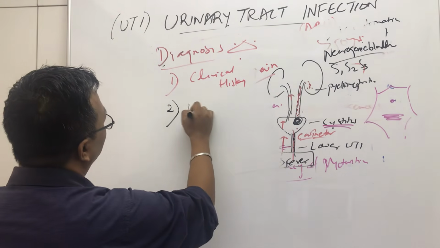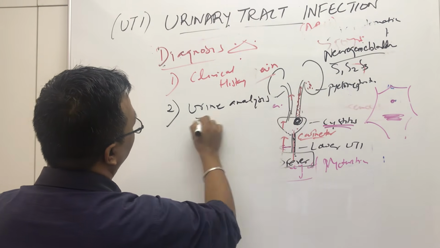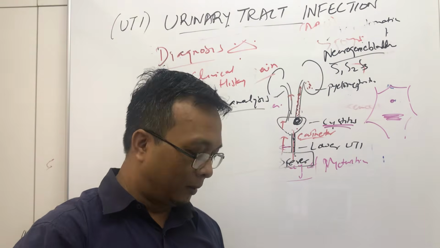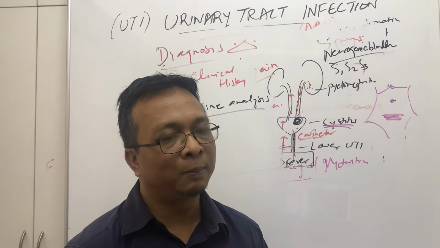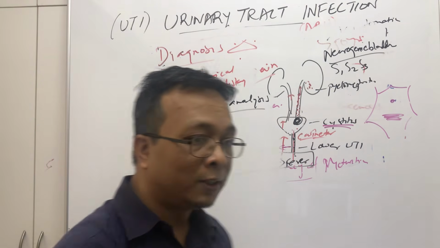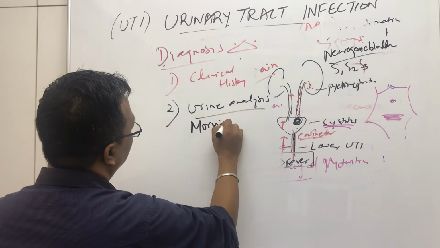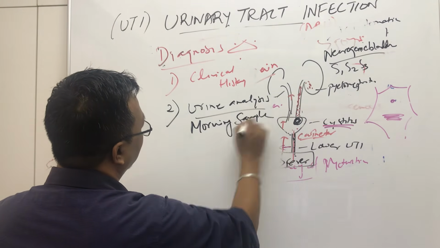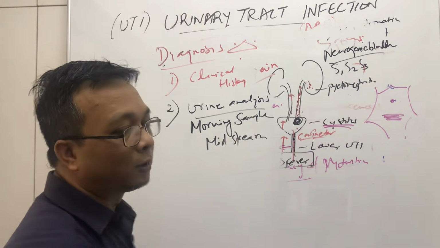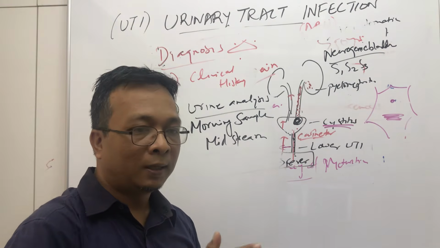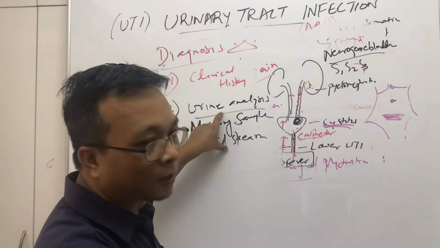Next, you will go for urine analysis. So you'll ask the patient to bring a urine sample. In any case of UTI, or any situation when you are asking the patient to give a urine sample, remember the urine sample should be the morning sample and midstream urine. The sample should be the first morning sample, and let the urine pass a little bit, and then you take the midstream urine sample. That should be the sample.